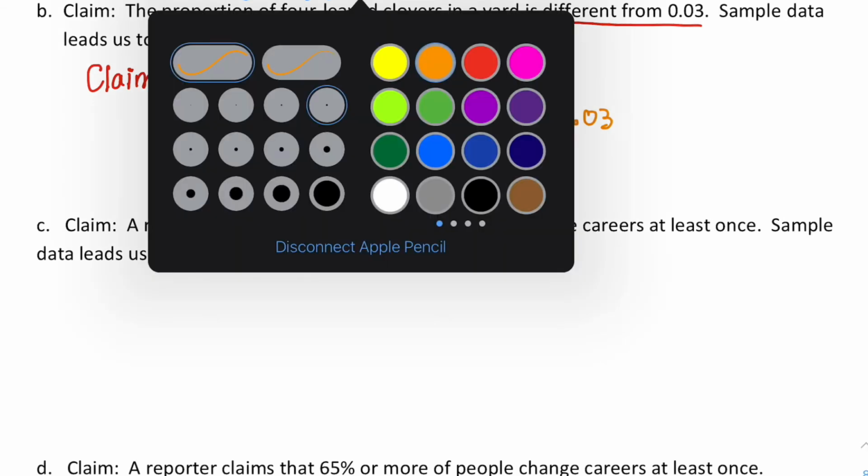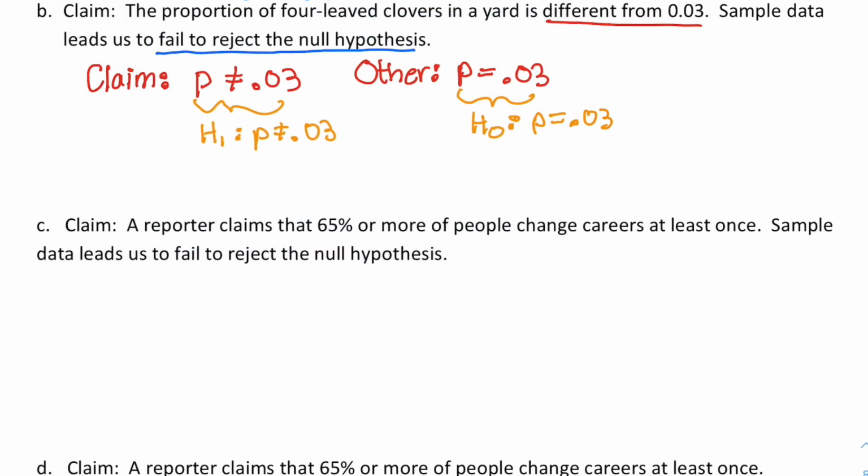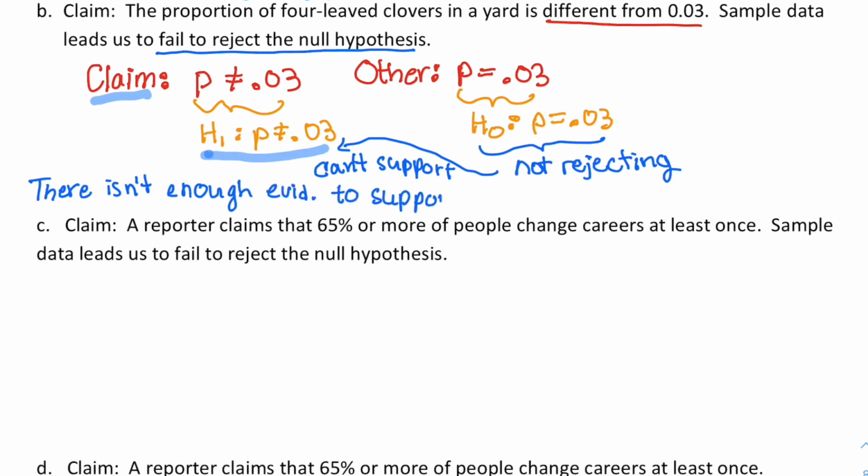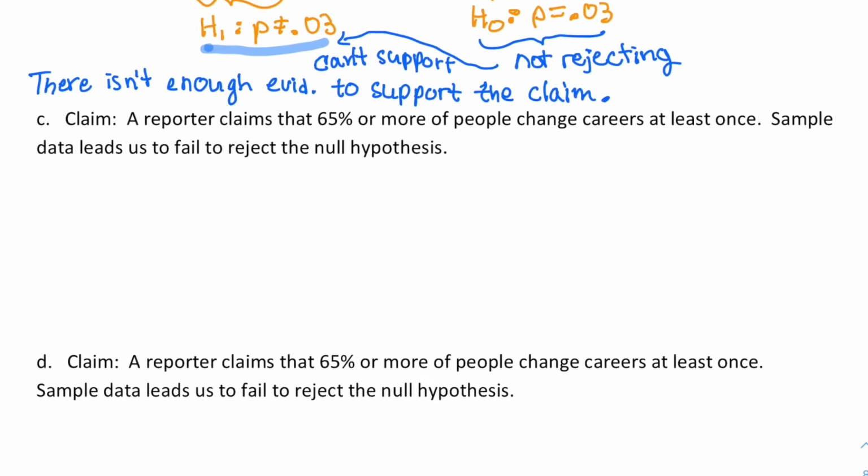So it says sample data causes us to fail to reject the null hypothesis. So we don't have info to cause us to reject our null hypothesis. In terms of what that means about my original claim, if I can't reject the null, I don't have evidence to support an alternative instead. So I don't have enough evidence to support my original claim. So we're going to say there is not enough evidence to support the claim that the proportion of four-leaf clovers in a yard is different from 3%, which I'm running out of space, so I'm just going to summarize it here a little bit. Okay.